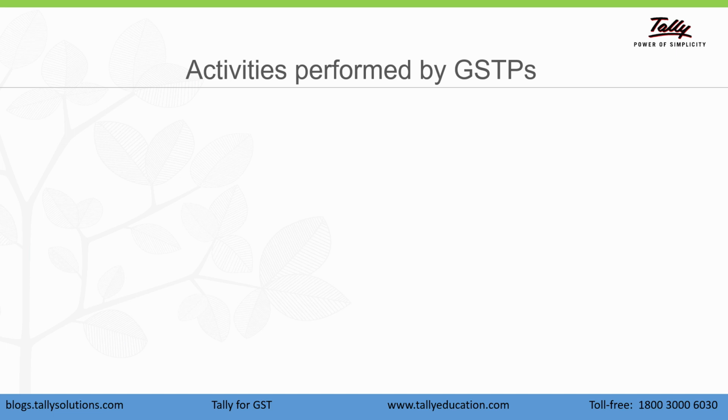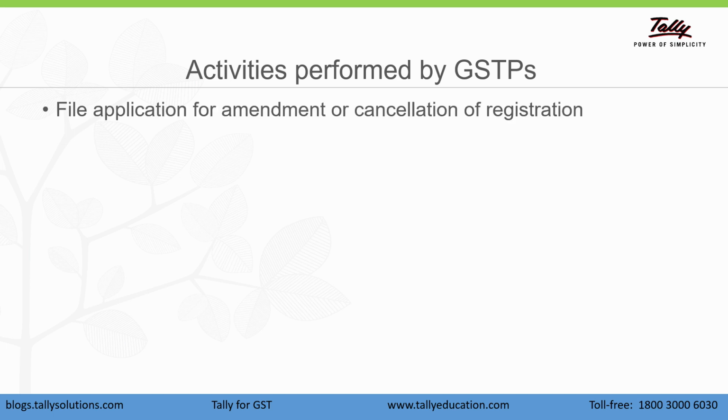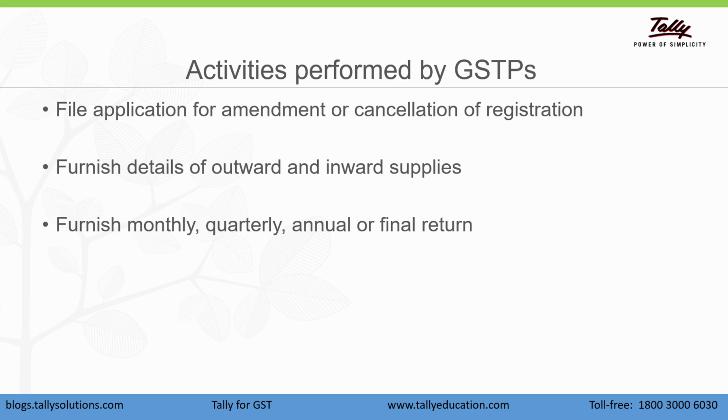Let us now see the prescribed activities that a GSTP can perform. A GST practitioner can file an application for amendment or cancellation of registration on behalf of a taxable person, furnish the details of outward and inward supplies in Form GSTR 1 and Form GSTR 2, furnish monthly returns applicable to all regular dealers, quarterly returns which are applicable for composition dealers, annual return which is to be filed by all registered dealers by 31st December of the next financial year, or final return which is to be filed by persons whose registration has been surrendered or cancelled.